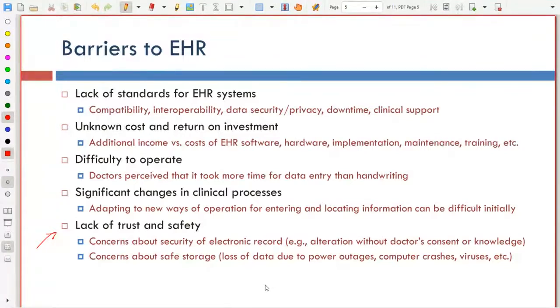Okay. So let's talk about the barriers to EHR. And basically, I think we should stop at this topic today. You just finish this and stop here, and basically continue next time.